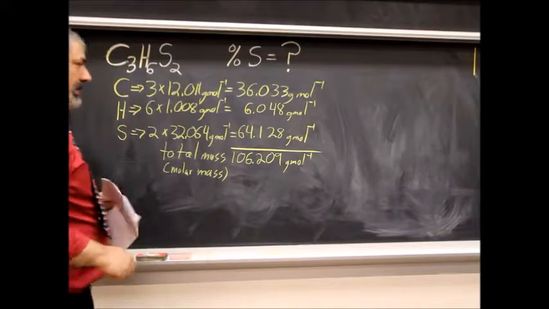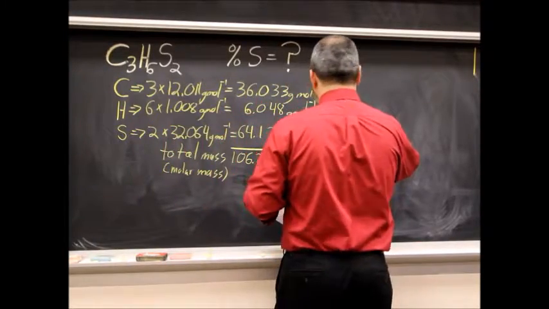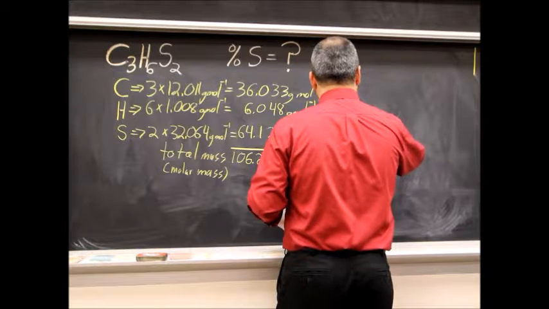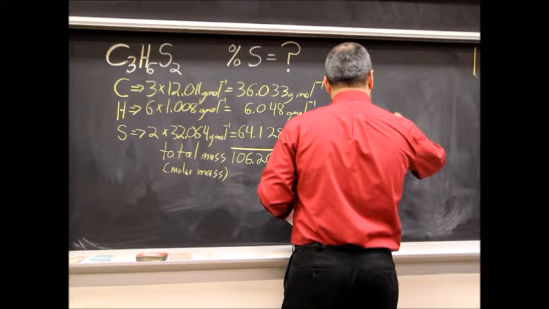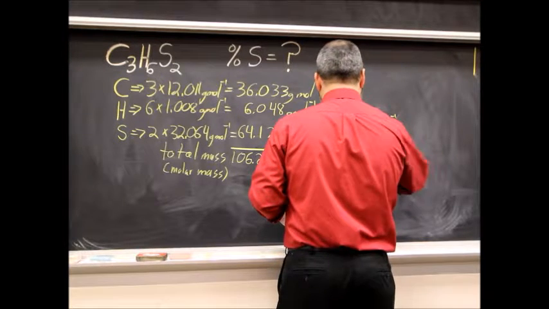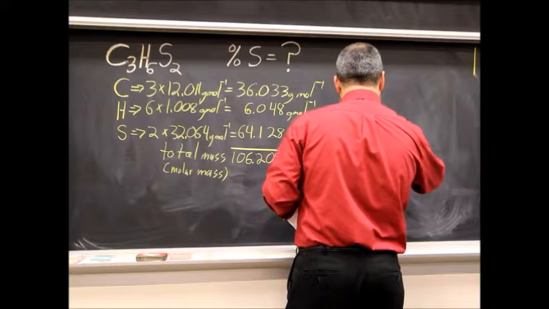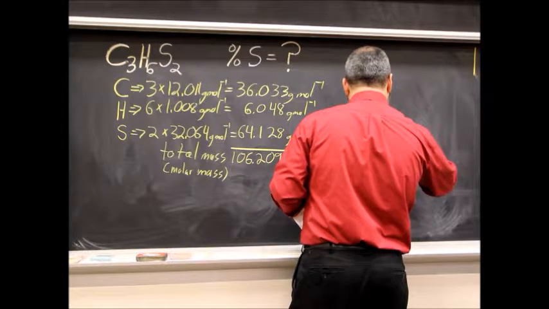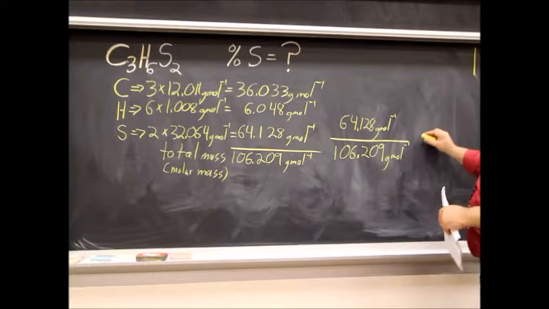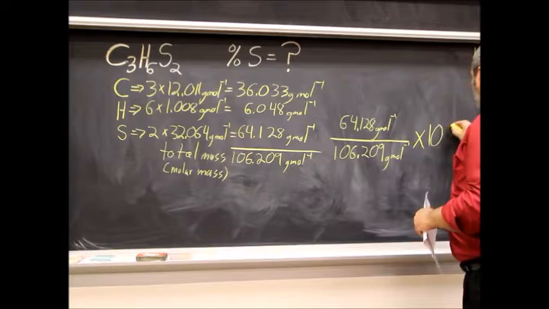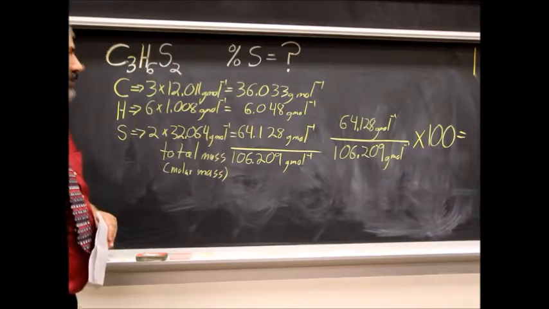That's our sulfur that we've already got written out nicely. So our percentage is just going to be 64.128 grams per mole divided by 106.209 grams per mole. Since it's a percentage, we have to multiply by 100.